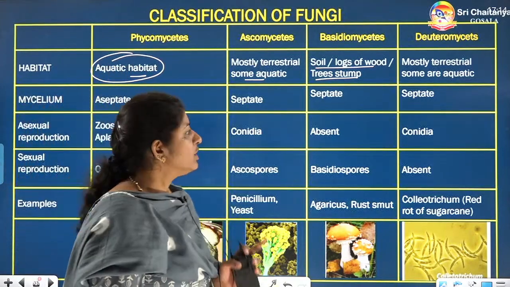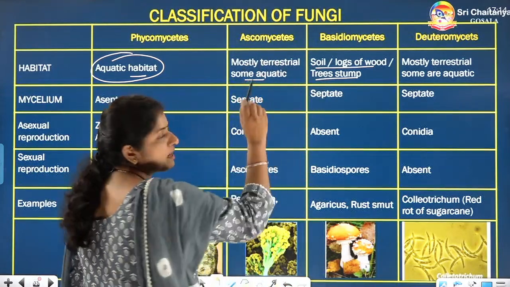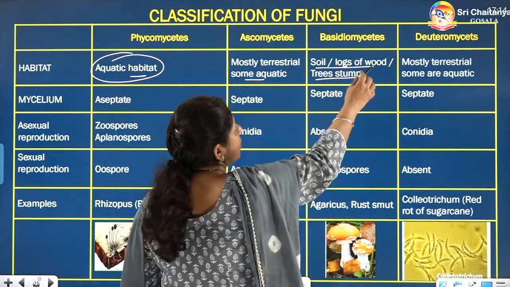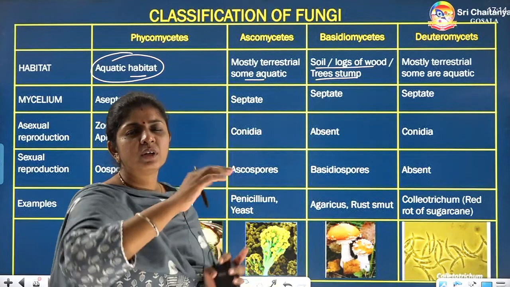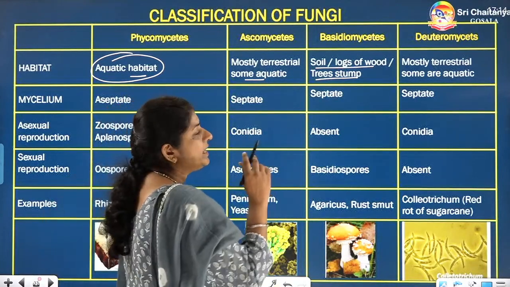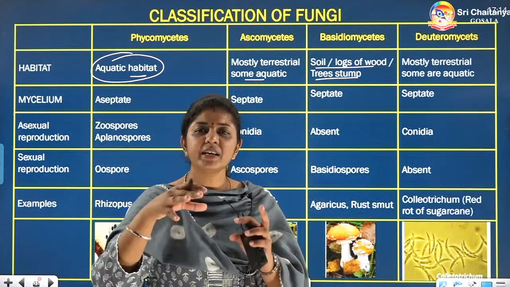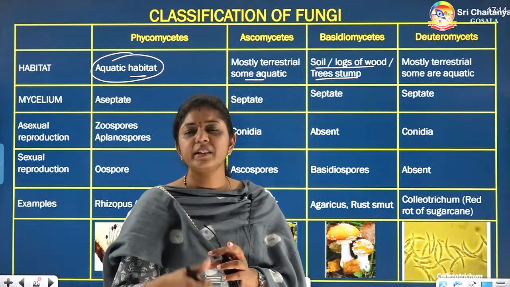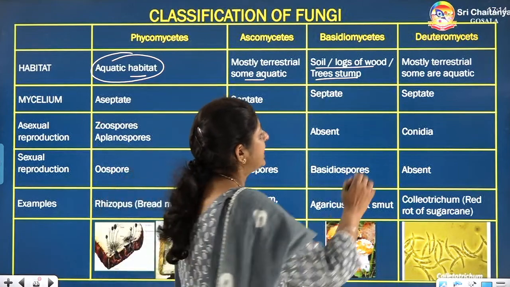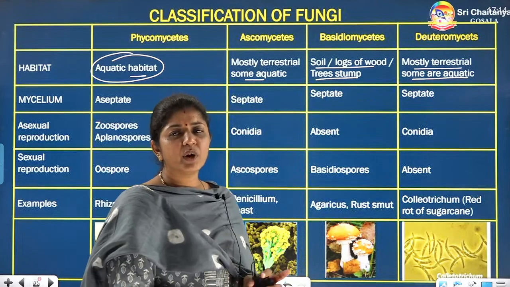Are you getting that? Here, Ascomycetes are mostly terrestrial, only some aquatic. Basidiomycetes can be on the soil, on logs of wood, like after cutting the woods, whatever is lying there, it can be present. And tree stumps. A tree stump is when you cut a tree but its lower part is still in the ground, right? Roots are still there. That is a tree stump. Even there, fungus can develop. Mostly terrestrial, or in some cases aquatic habitat.